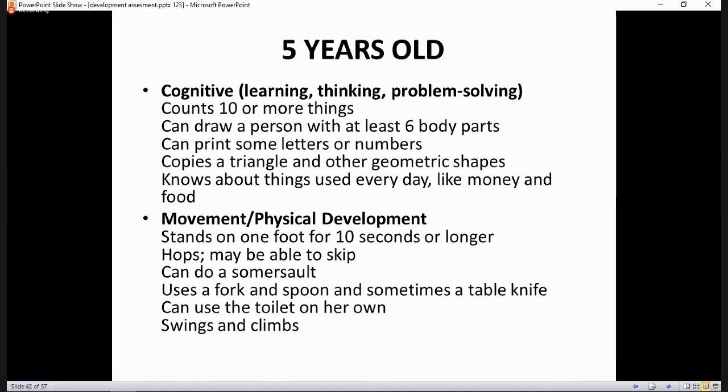At this moment they can stand on one foot for 10 seconds or longer, hop, and may be able to skip. They can do a somersault, use a fork and spoon, and sometimes a table knife. They can use the toilet on their own, swing, and climb.